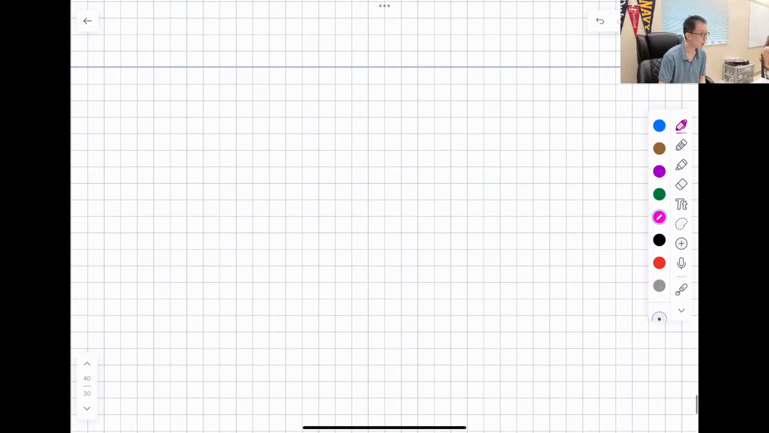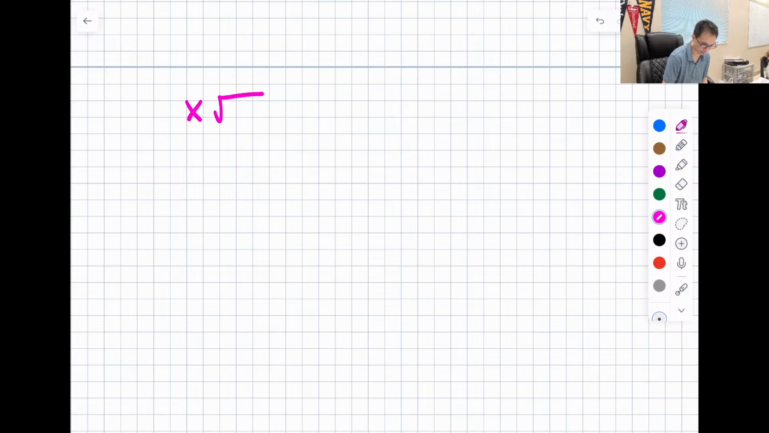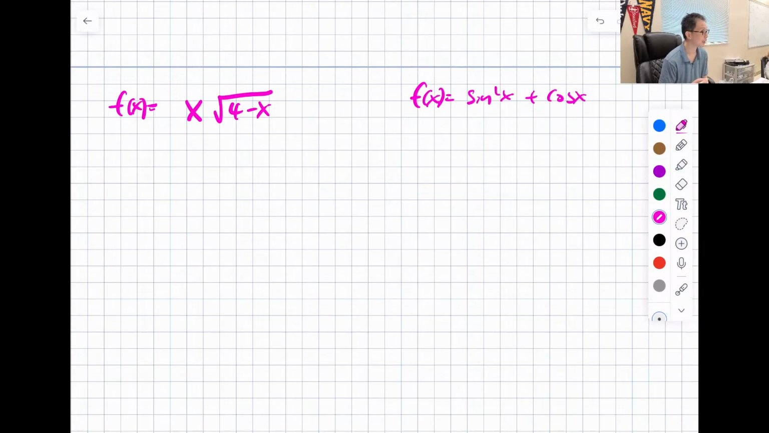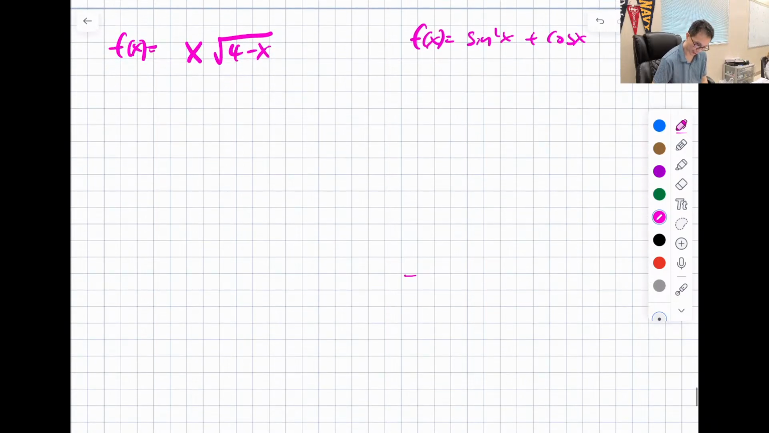All right, so one of the questions I want to go over is this one: square root of 4 minus x. So this is the question I want to go over. And there's another one I want to go over: f of x equals sine squared of x plus cosine of x, and they want to find the critical number. Should you do the absolute value one? Yeah, we're gonna do the absolute value one: f of x equals 3 minus absolute value of x minus 3, between negative 1 and 5. Okay.